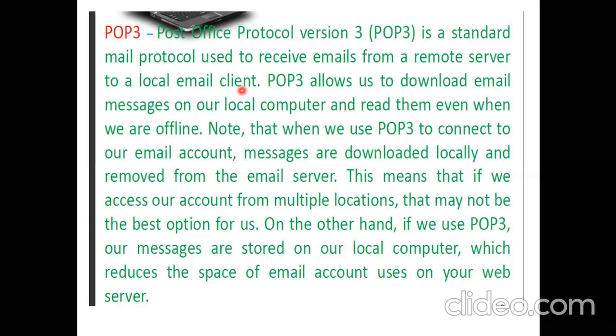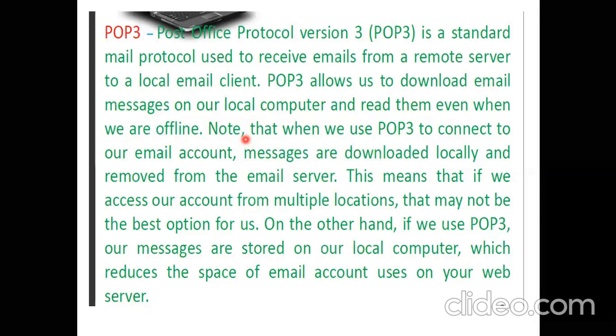IMAP is also used to receive emails from a remote server to your machine or to your email client. So the difference comes over here. POP3 allows us to download email messages on our local computer and read them even when we are offline. POP3 functionality says that you can just download all the email from the web server and put it locally.